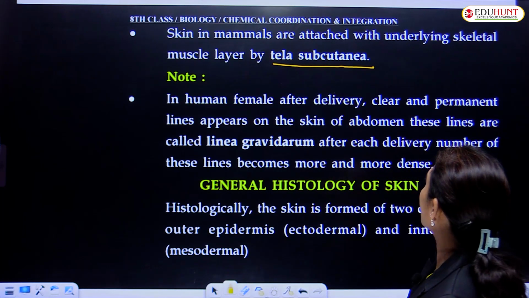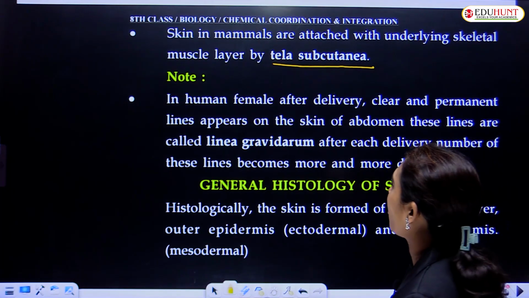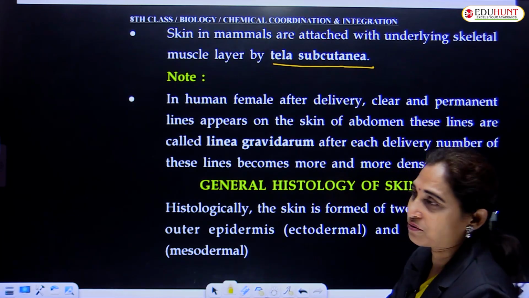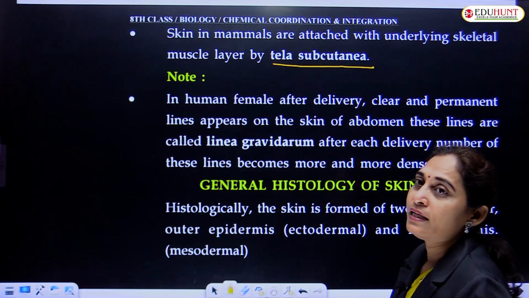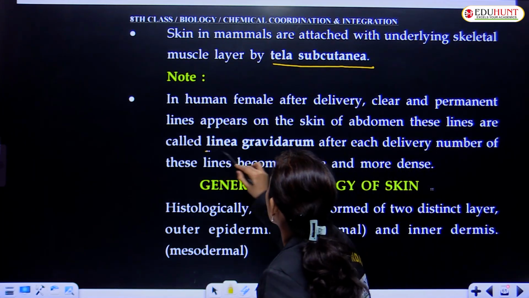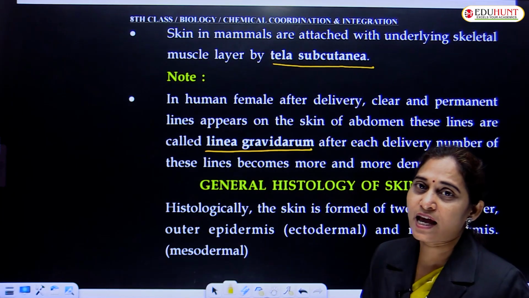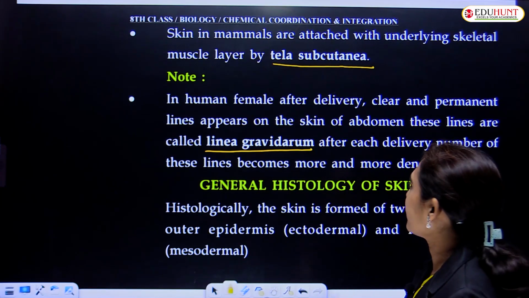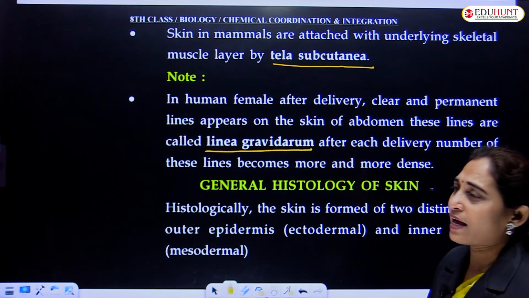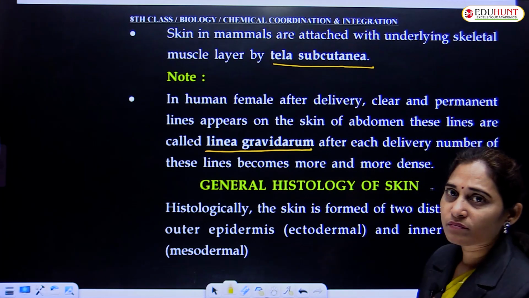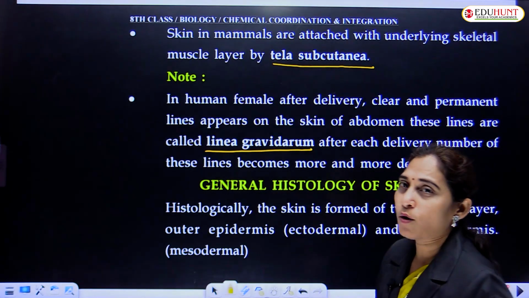So after delivery, clear and permanent lines appear on the skin. They are called stretch marks. On the abdomen, these lines are called linea gravidarum. Linea gravidarum are the lines of post delivery. After each delivery, the number of these lines and these ridges become more and more dense.